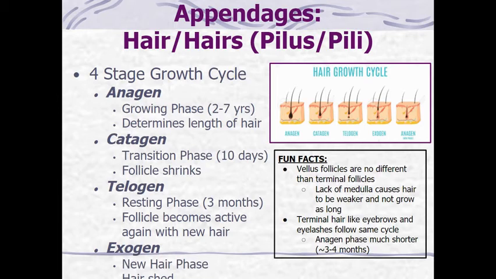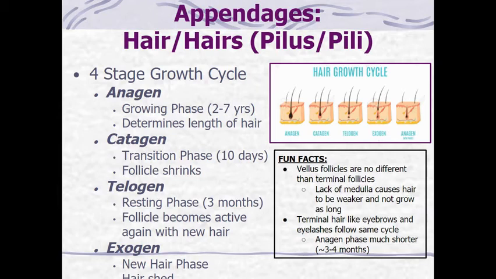Hair goes through a 4-stage growth cycle, whether it is on your scalp or your eyebrows, it's all going through this same cycle. The first is called the anagen phase, and this is the active growing phase. This can be anywhere between 2 and 7 years, and this will determine the length of the hair because a longer growing phase means that the hair is going to be longer.